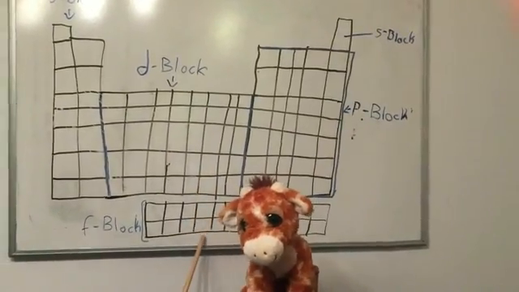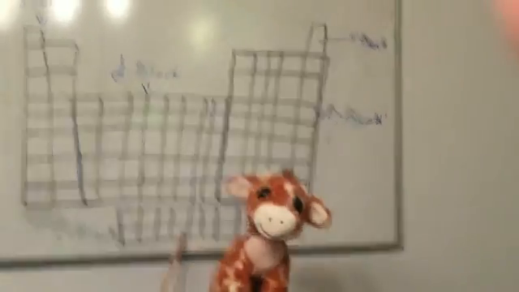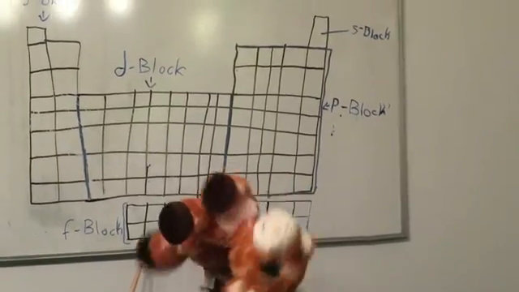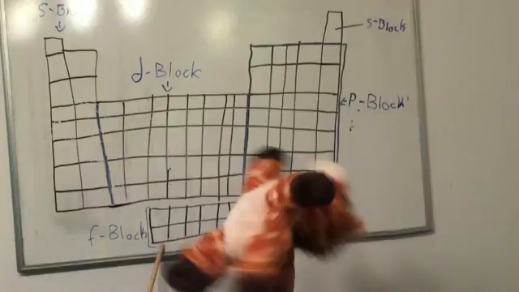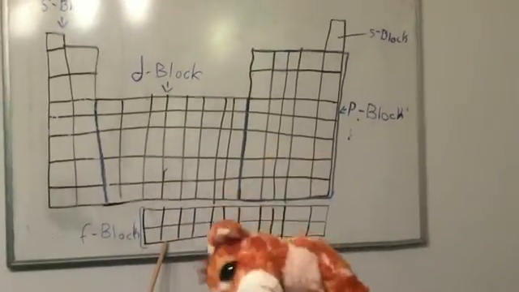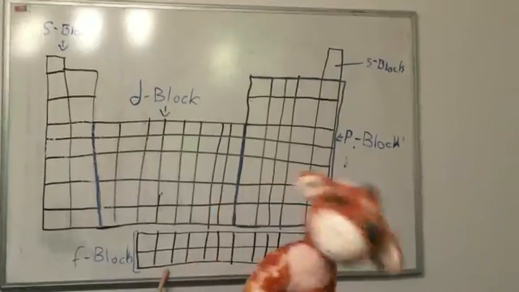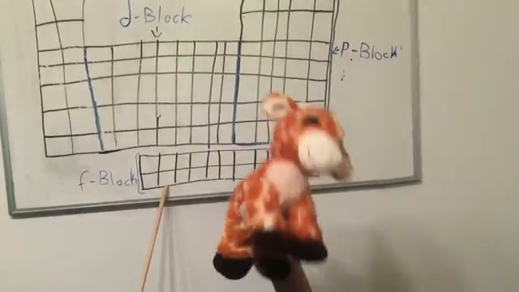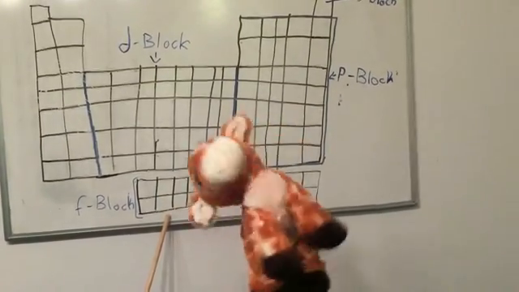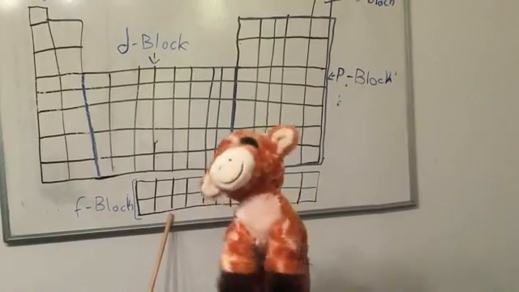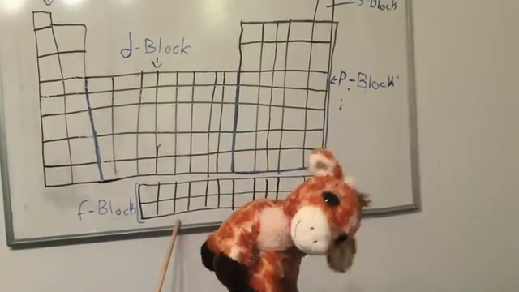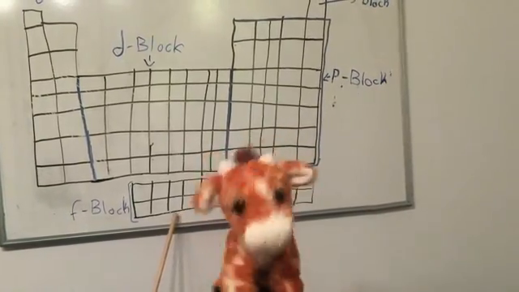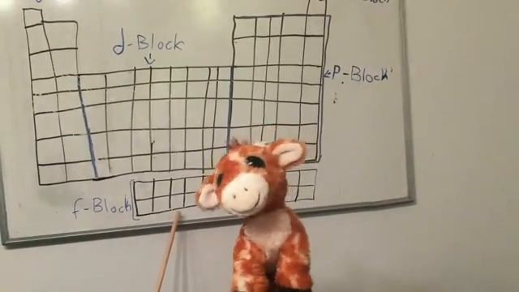F block elements are called inner transition elements. They are called lanthanides and actinides. Actinides are the elements in which the last electron enters the 5f orbital. All lanthanides closely resemble lanthanum. Lanthanoids are chemically similar to each other, except for cerium and europium. Most lanthanoids are widely used in lasers. These elements deflect UV and infrared electromagnetic radiation and are commonly used in the production of sunglass lenses.